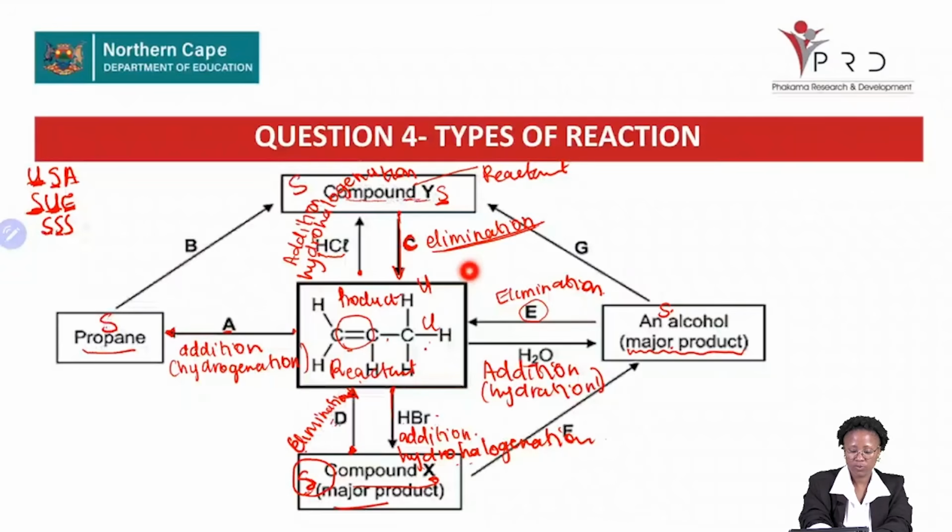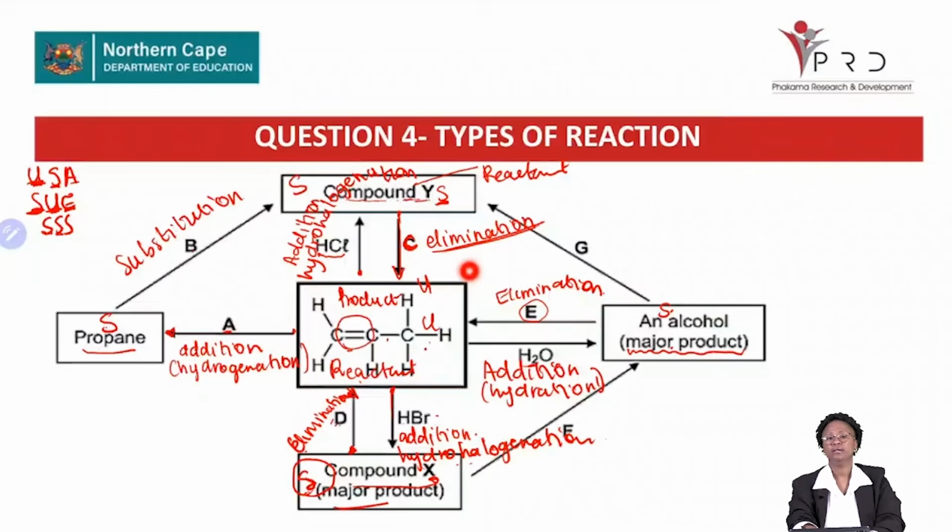So saturated to saturated, the type of reaction is substitution. Okay, right. Then check what it is that was substituted. Then where do we go? We can come here to F.